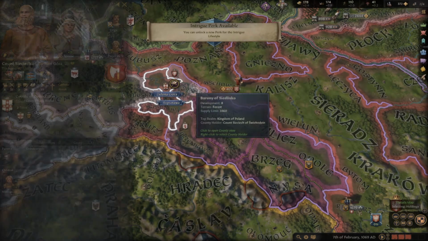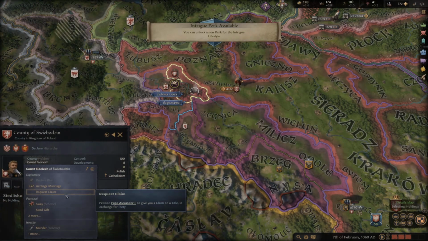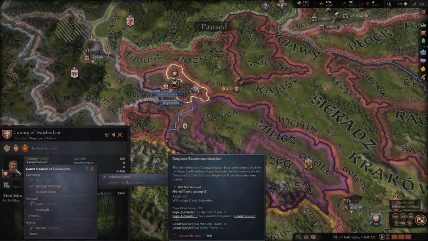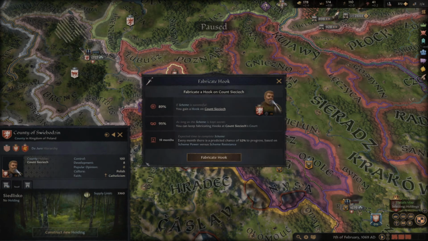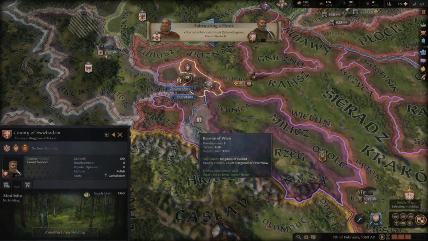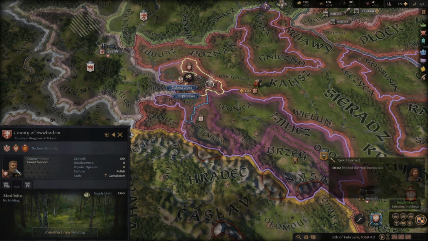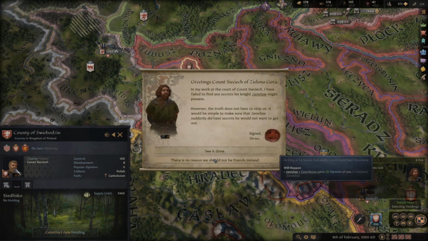This is one of my favorite schemes, as you can supplement a murder and abduction scheme by first fabricating a hook on someone close to your target. Spymaster is always my go-to choice, but spouses and best friends can be very good too, as they equate to a lot of scheme power.